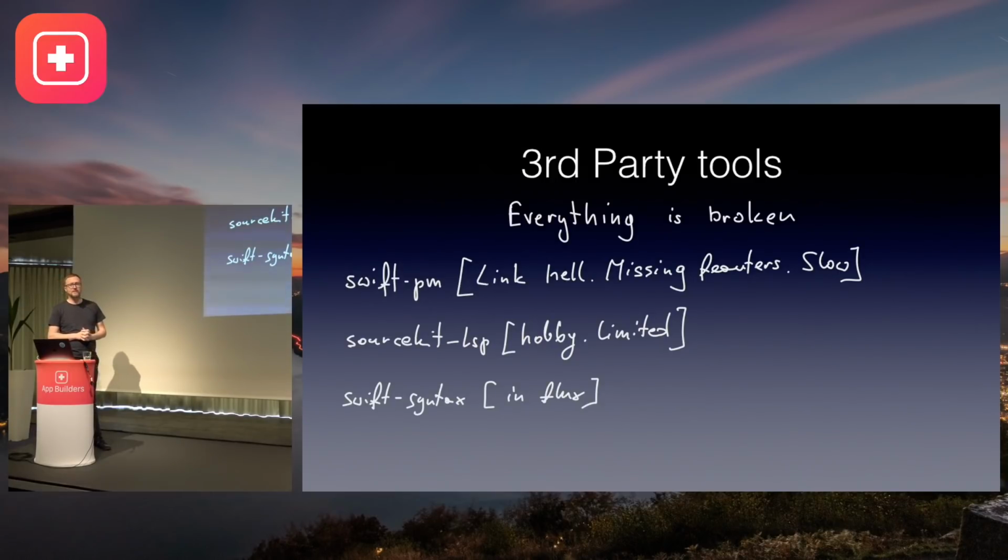There's a problem with linking. You know what the linking is? If you don't want to use the stock toolchain, but you have your own toolchain, really building Swift PM is hell, and it's quite slow. On my MacBook i9, the resolving of a few dependencies can take 30 seconds, which is really horrible.